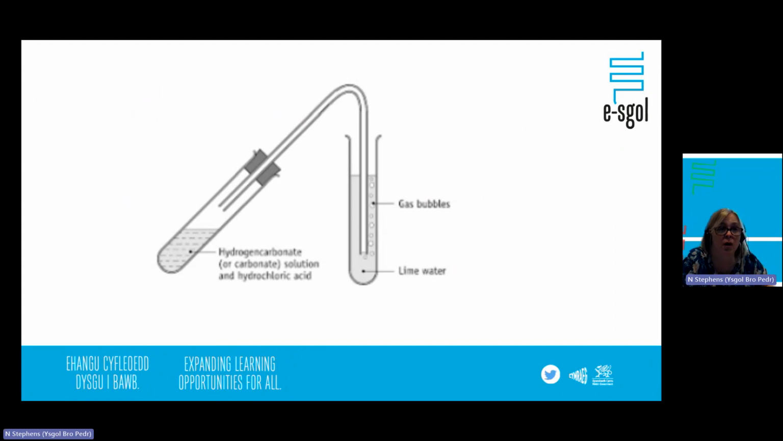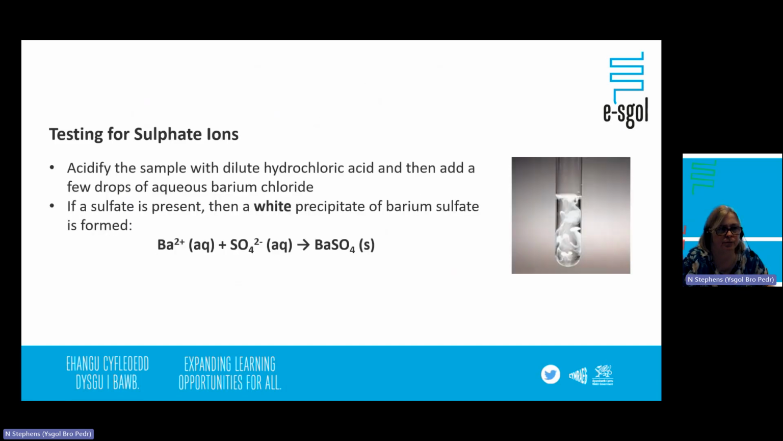Now, I'm sure I don't need to emphasize that, but I'll be very, very clear that the only two allowed words are milky or cloudy for lime water's positive test. Sulfate, so you simply acidify the sample with hydrochloric acid and then add a few drops of aqueous barium chloride. And if you do have a sulfate present, then you'll get that white precipitate.